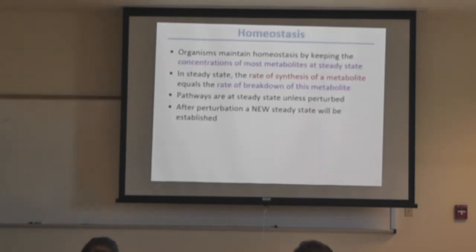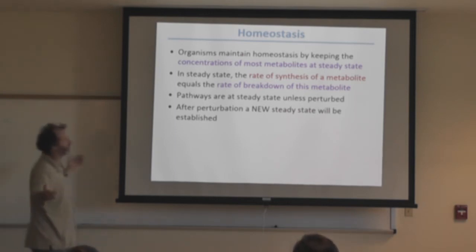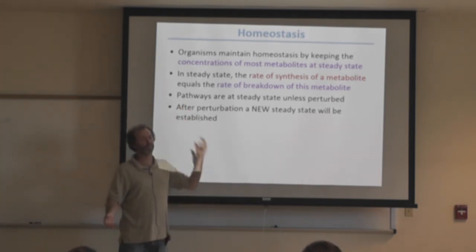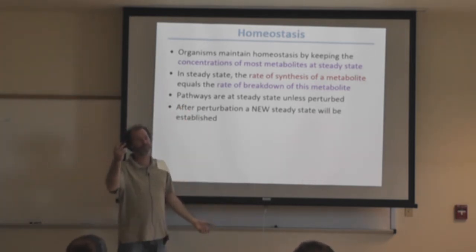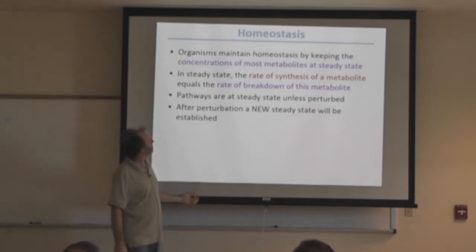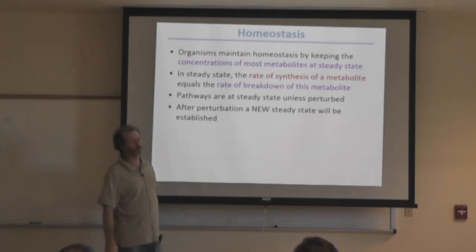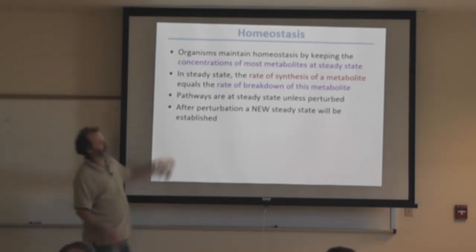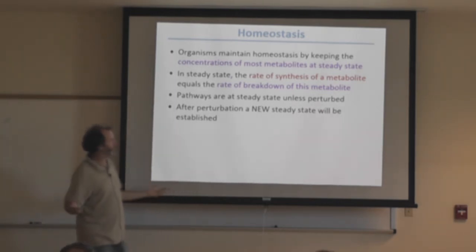So homeostasis, what is that? It's maintaining balance. So organisms maintain balance by keeping concentrations of most metabolites at some steady state. The amount that's used is going to be the amount created. That's going to be that way until you have some kind of perturbation. So pathways are at steady state unless perturbed, and perturbation will then result in some kind of new steady state.